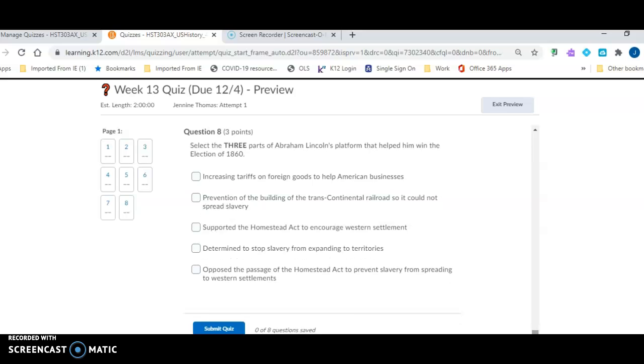Question number 8. Select the 3 parts of Abraham Lincoln's platform that helped him win the election of 1860. Increasing tariffs on foreign goods to help American businesses, prevention of the building of the Transcontinental Railroad so it could not spread slavery, supported the Homestead Act to encourage Western settlement, determined to stop slavery from expanding to the territories, opposed the passage of the Homestead Act to prevent slavery from spreading to Western settlements.